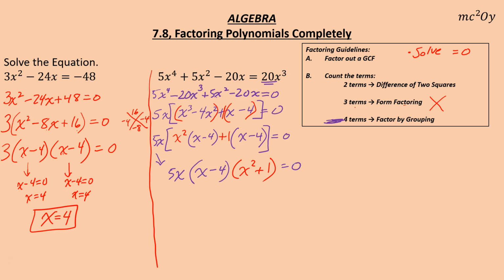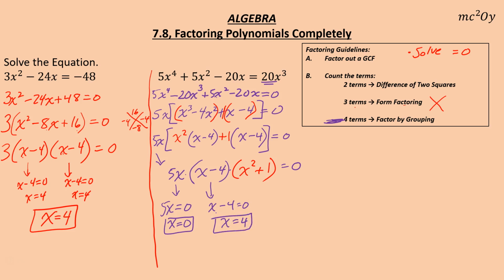So what does that mean? Well, it means I have 3 factors. I have a 5x, an x minus 4, and an x squared plus 1. And those 3 things multiply to make 0, which means 1 or 2 or all of them have to equal 0. So I'm going to set them up. 5x could equal 0. If that's the case, x would be 5 times what is 0? Well, 0. That's one solution. x minus 4 has to equal 0. Well, if that's the case, x equals 4.